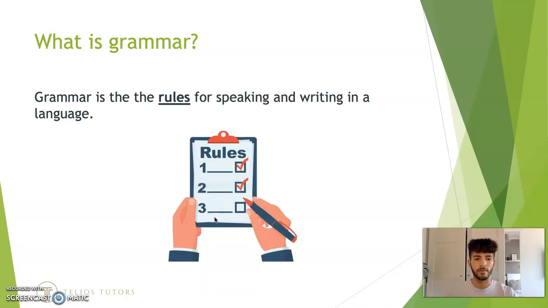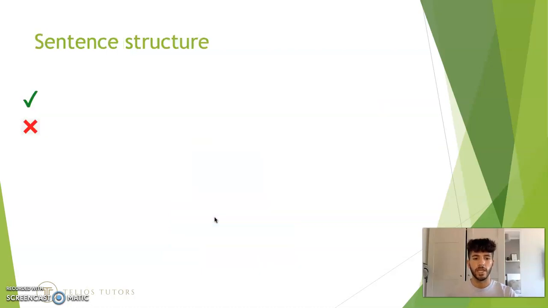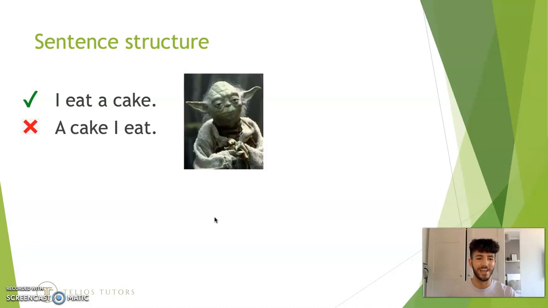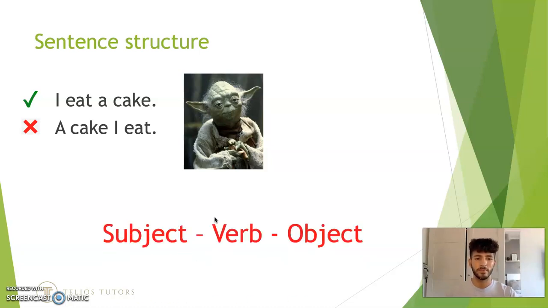Now these rules refer to the way that we organize our language, building from words to phrases to clauses and then full sentences. For example, in English we say "I eat a cake." We don't say "a cake I eat." Unless you're Yoda. And this is because English has a word order of subject, verb, object. So this is just one of the many rules in English that help keep our language in order so that we can easily understand each other.